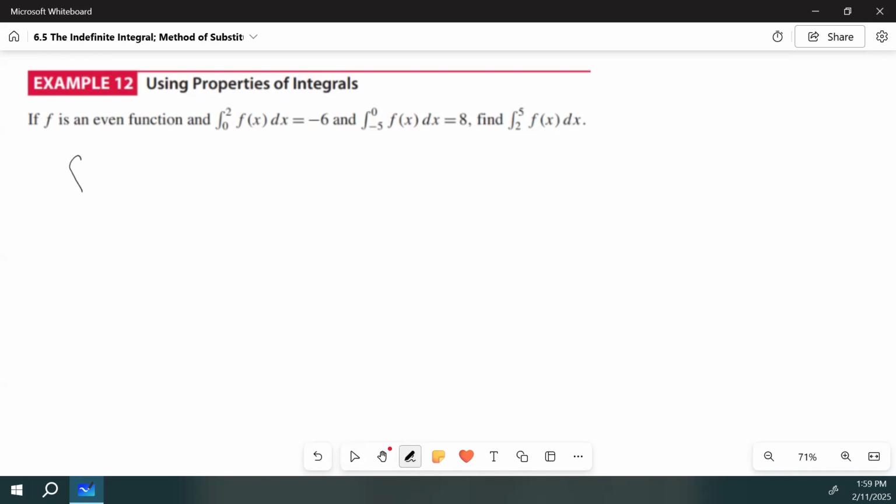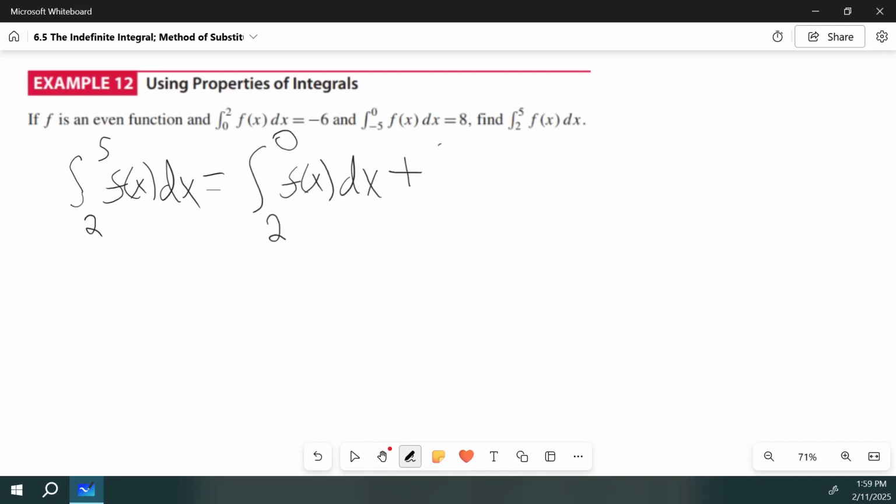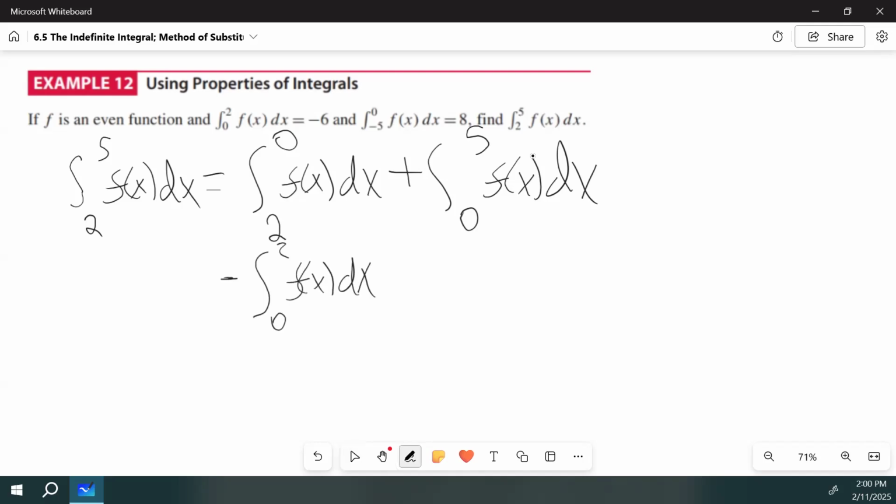So we've got a couple properties going on here. The integral from 2 to 5 of f of x dx equals the integral from 2 to 0 of f of x dx plus the integral from 0 to 5 of f of x dx. Now the integral from 2 to 0 is the same as the opposite of the integral from 0 to 2 of f of x dx, which is going to be the opposite of -6.